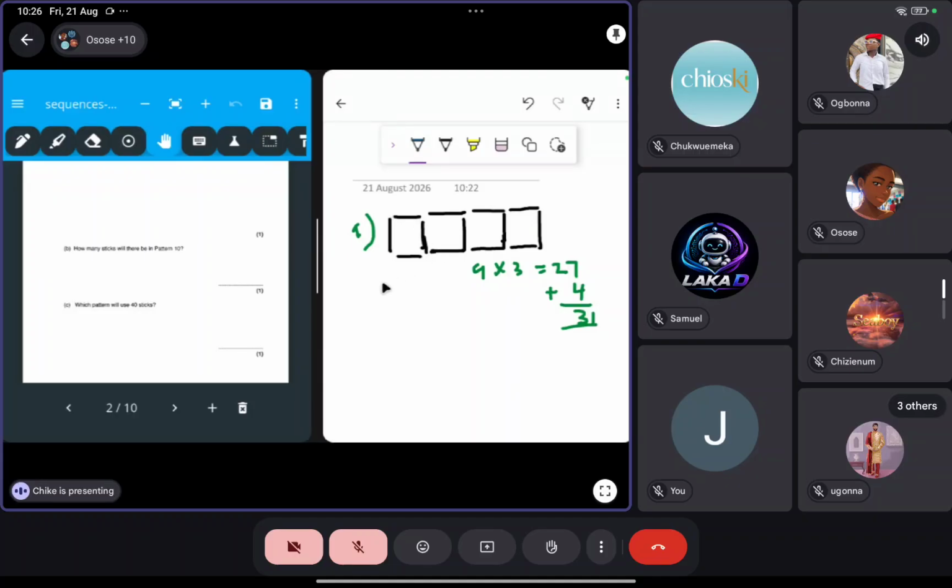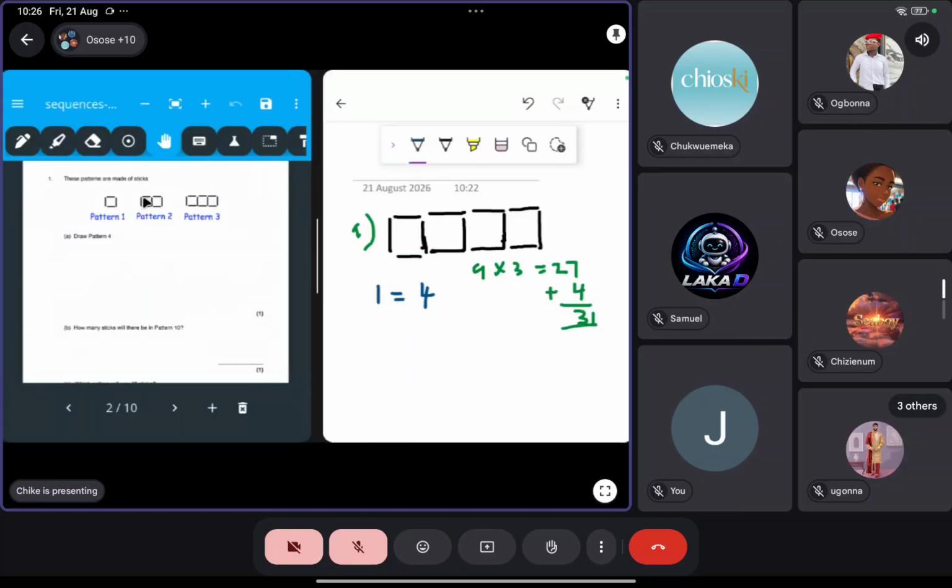Pattern 1 has 4. Pattern 2 has how many? Just looking at pattern 2, let me count from here: 1, 2, 3, 4, 5, 6, 7. Pattern 2 has 7. Pattern 3 has how many? I'll count: 1, 2, 3, 4, 5, 6, 7, 8, 9, 10. Pattern 3 has 10. Are you noticing something?